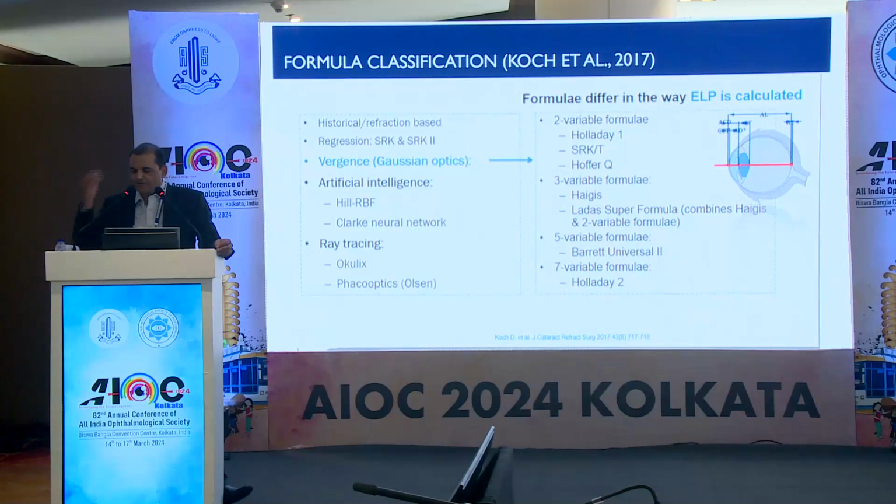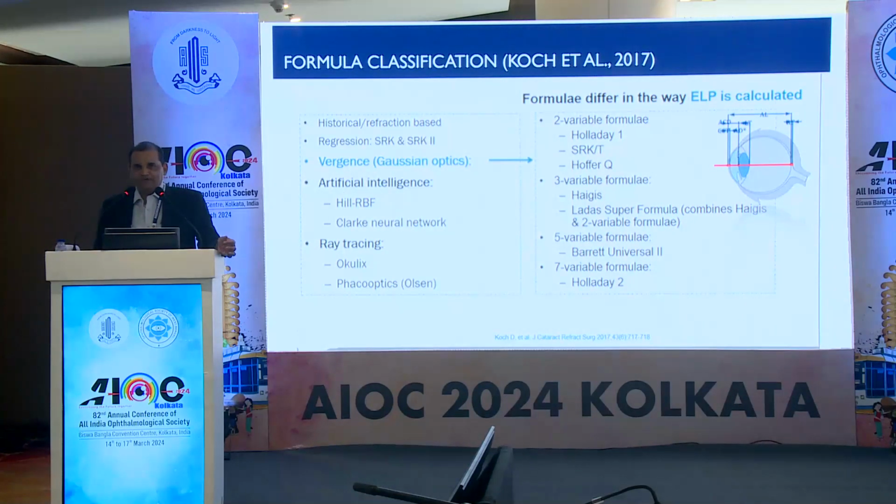So Dr. Douglas Cook in 2017 came with a classification for that: the historical regression-based formulas, the SRK and SRK2. Nowadays we are not using them, but all are based on the Vergence formula, like those based on Gaussian optics. And majority of them at the initial phase were only thin lens formulas, and they were considering different variables. All the initial third generation formulas were considering the axial length and the keratometry.